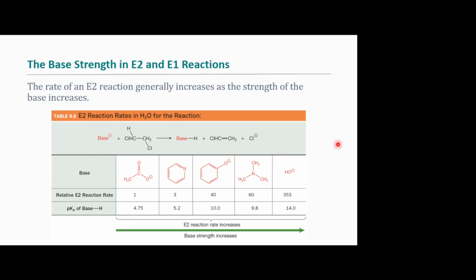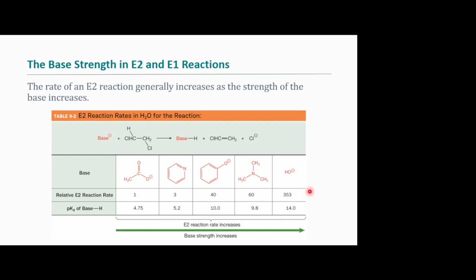Okay, and so the rates of your E2 reactions are generally going to increase as the strength of the base increases. And so your E2 reaction is going to be directly proportional to the base. Notice this hydroxide here. It's a strong nucleophile, but wasn't an amazing nucleophile, was it? It was like mid of the pack, okay? But over here, all of a sudden, we're looking at relative E2 rates. These are relative rates, by the way. This is why it's a 1 versus 353.